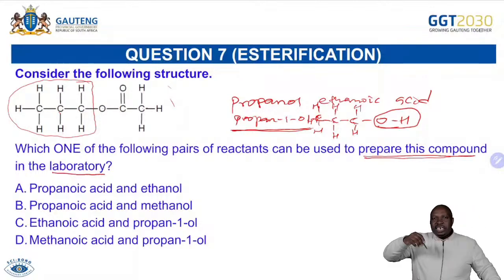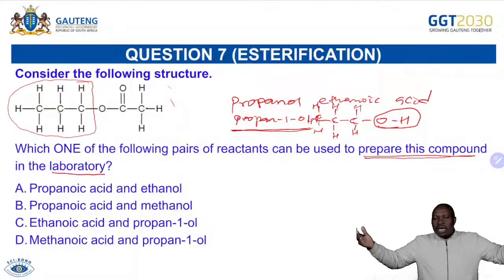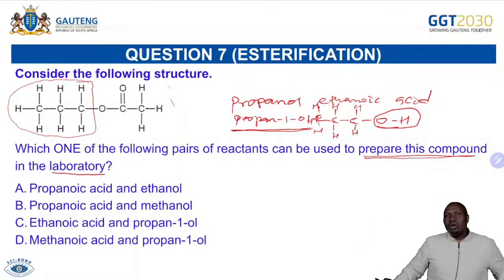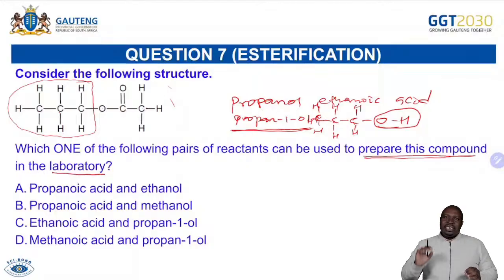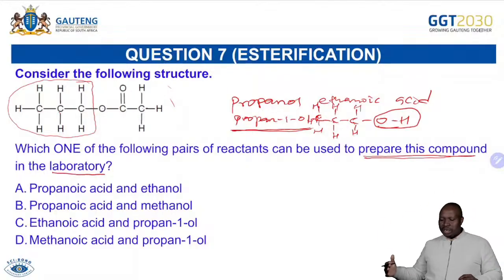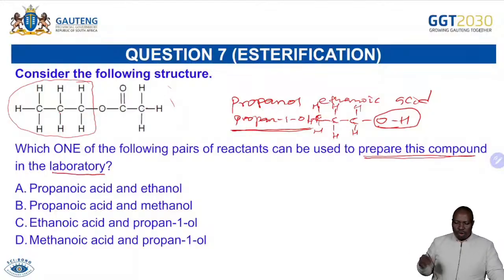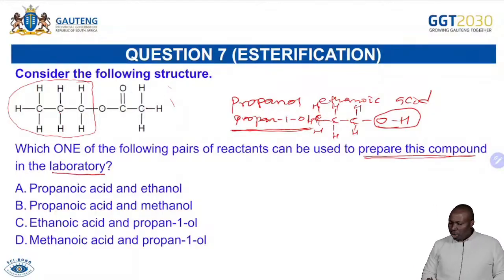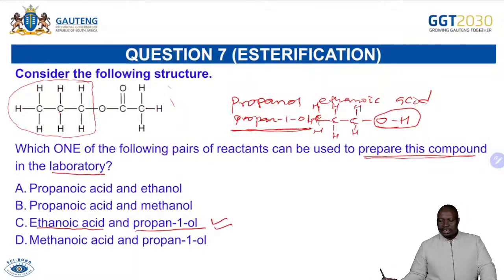If the carbon that is bonded to the OH is bonded to 2 other carbons, we'll call that a secondary alcohol. And if the carbon that is bonded to the OH is bonded to 3 other carbons, we refer to it as a tertiary alcohol. So very important. In this case, we have ethanoic acid and propan-1-ol, which is option C. So you are able to choose your answer.